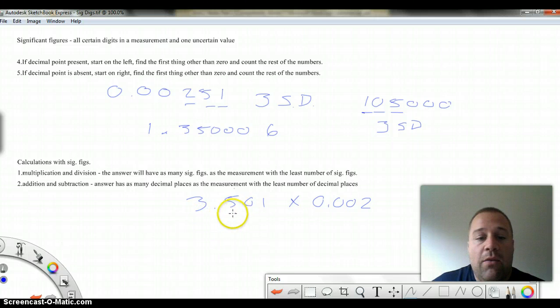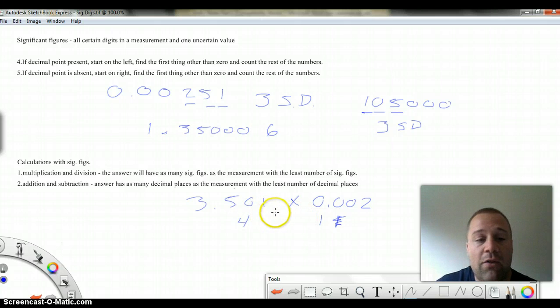Not really caring what the answer is at this point, you would just look and go, there's a decimal point present, so I start on the left. There are 1, 2, 3, 4 significant digits here. Decimal point present, start on the left. First thing other than 0 is the 2. So there's only one significant digit there. So what that means is when we put this in our calculator and solve for the answer, our answer can only have one significant digit.